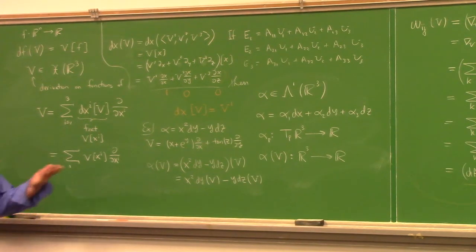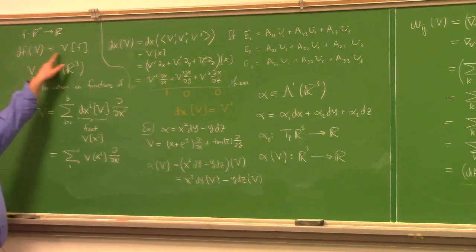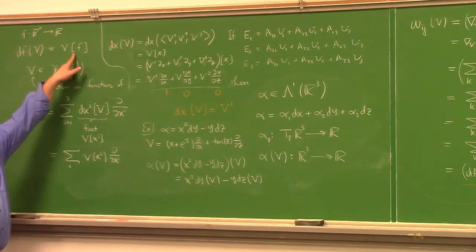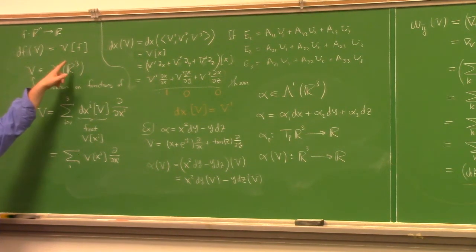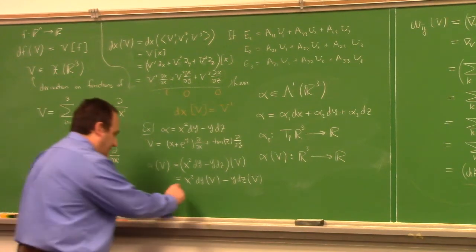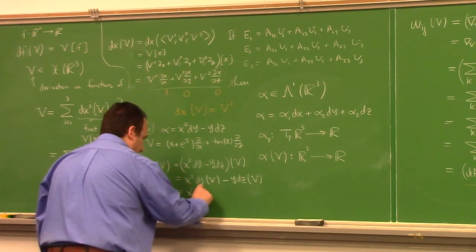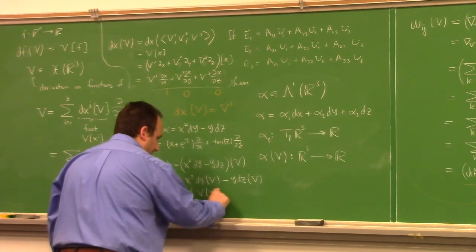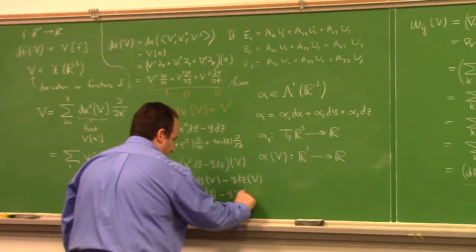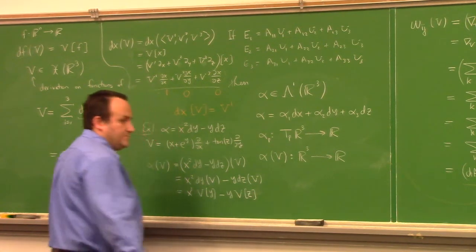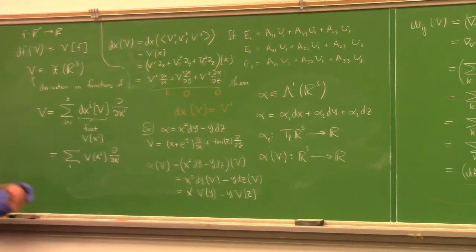But how do we make sense of dy acting on v or dz acting on v? Go back up to this. Think of y being the function, or z being the function in question. So this is essentially, by definition, x squared v acting on y minus y v acting on z. But what is v acting on y? And what is v acting on z?